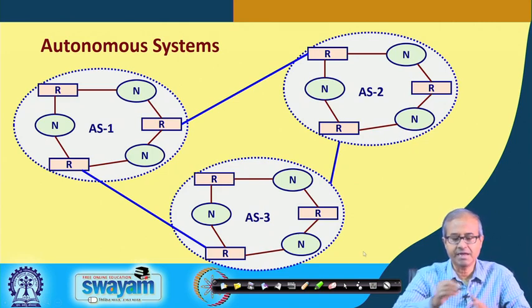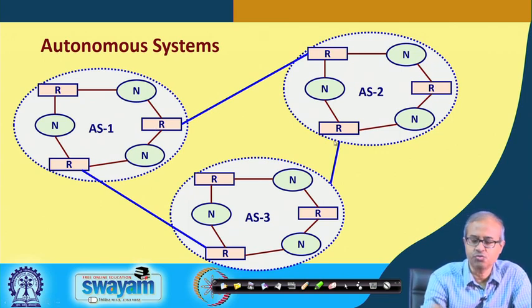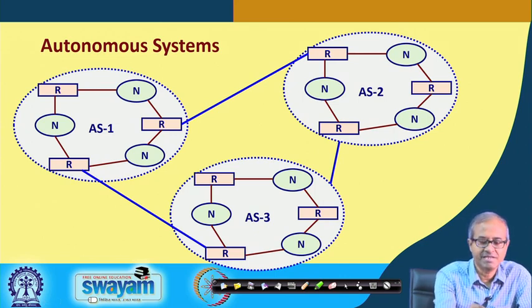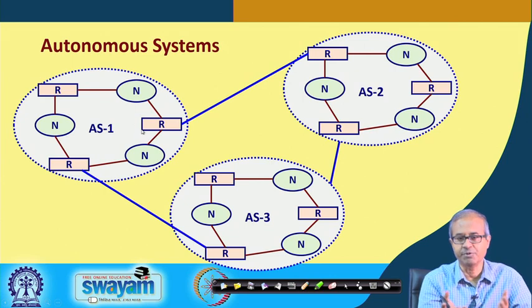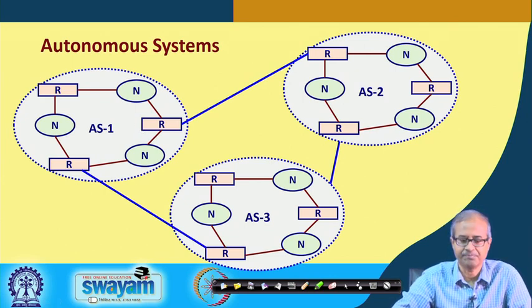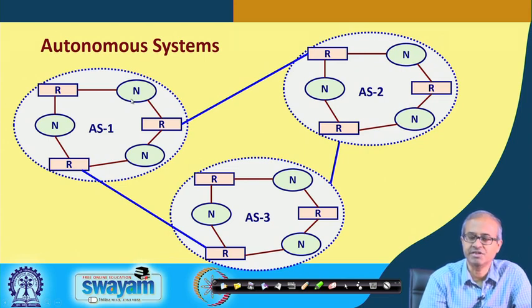Now, here I am showing a picture where there are 3 autonomous systems, whose numbers are 1, 2 and 3. As you can see, in each autonomous system there are several routers, there are several networks. Of course, there are computers, I have not shown the computers here, and there are links which connect routers to the networks.